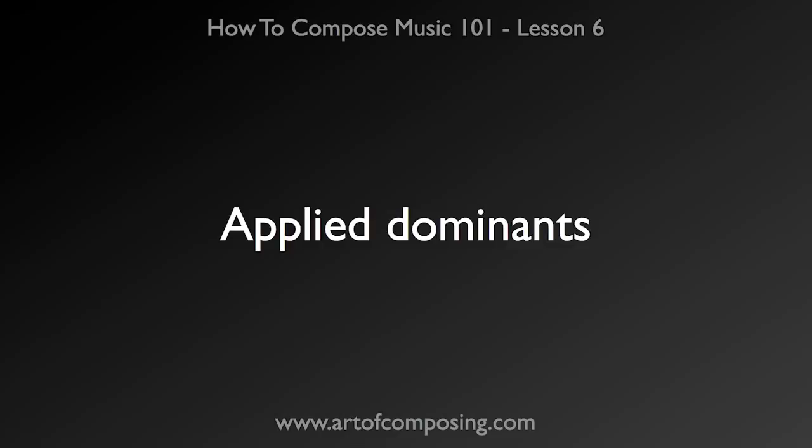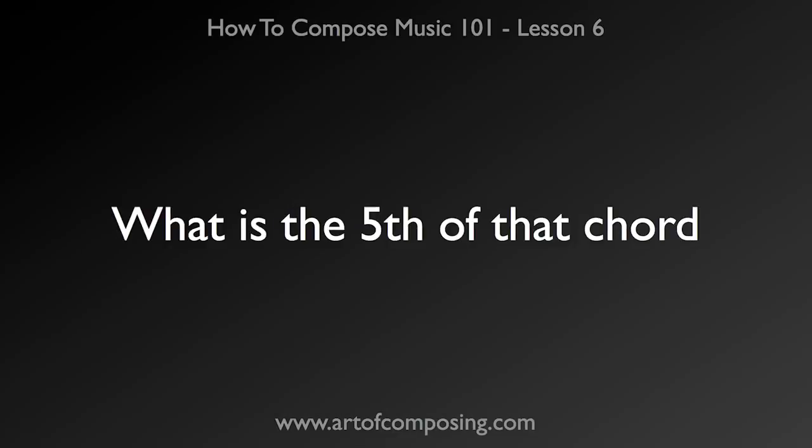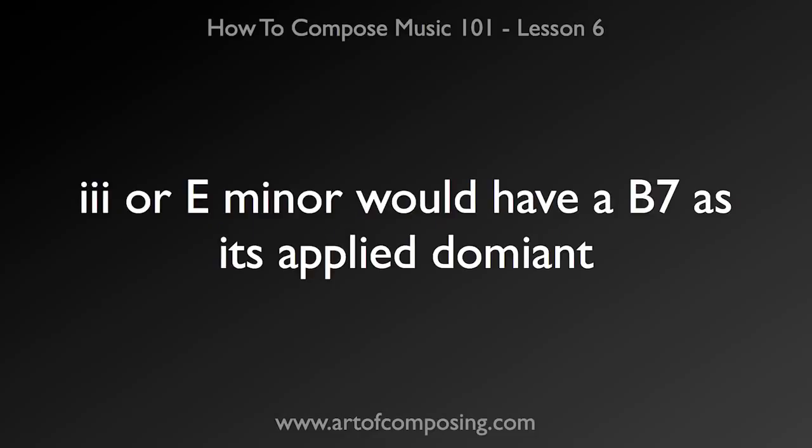Another way to have chromatic harmony is applied dominance. An applied dominant is pretty easy to figure out. Just look at a chord as if it were the key unto itself. Ask yourself, if this were the tonic, what would be its dominant or fifth scale degree? For instance, if we are in C major and you have an E minor chord, then its applied dominant would be a B7 chord. This is because it is the fifth of E minor.